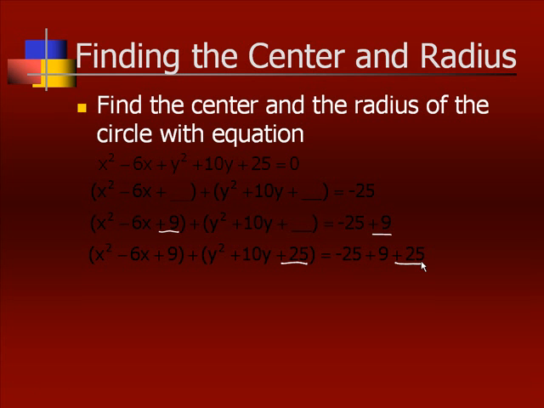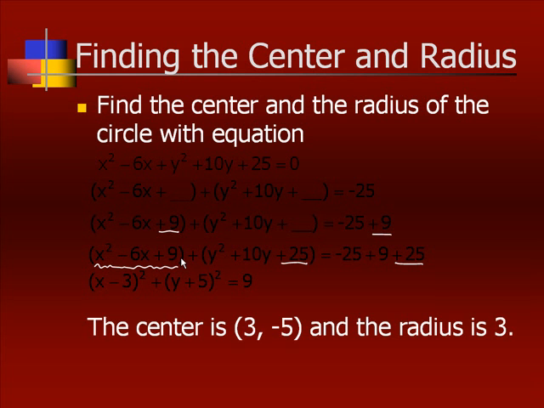Now, if you'll remember, when you factor, x² − 6x + 9 is what we call a perfect square trinomial that will factor as (x − 3)². Same thing for y² + 10y + 25. That's a perfect square trinomial that factors as (y + 5)². Then on the other side, −25 + 9 + 25 would give us 9. From that, we know that the x value of the center would be 3, the y value of the center would be −5, and 3 squared would give us 9, so the radius would be 3.